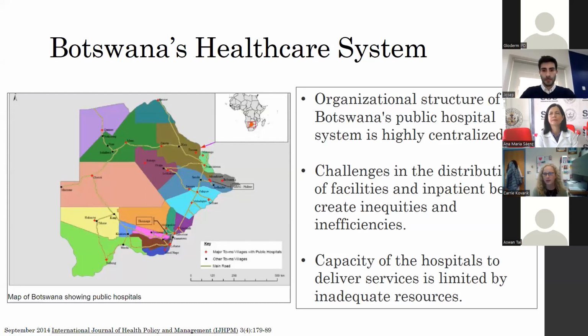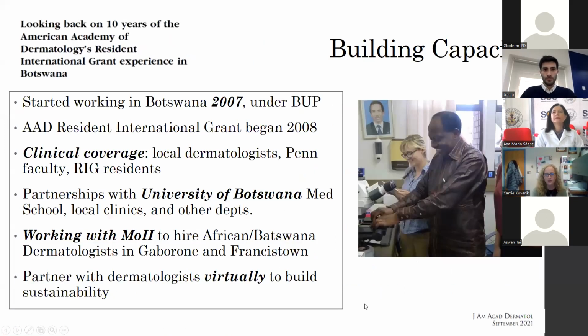And of course, there's challenges in getting inpatient beds and inefficiencies and trying to deliver adequate resources to the smaller healthcare centers. And so just to give you a snapshot of what we've been doing in Botswana over the years, we started working there in 2007 under the Botswana-UPenn partnership. And in 2008, we started the American Academy of Dermatology Resident International Grant.